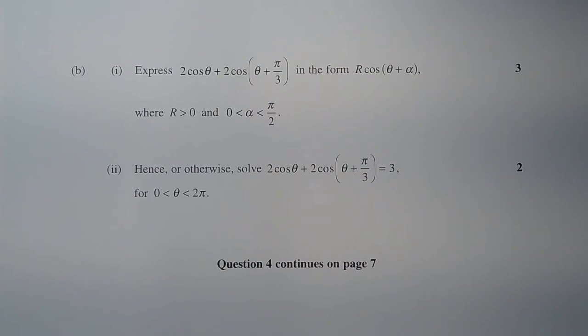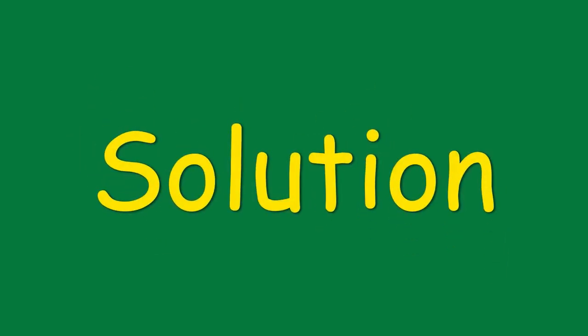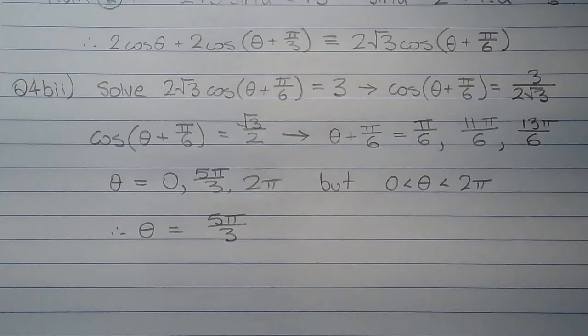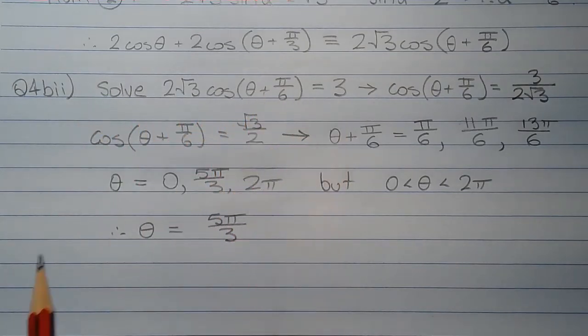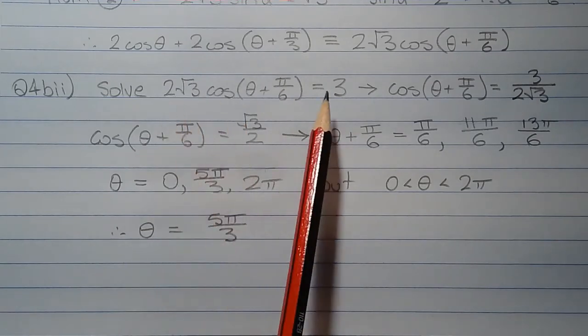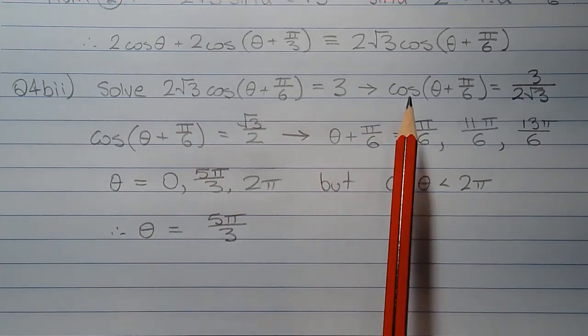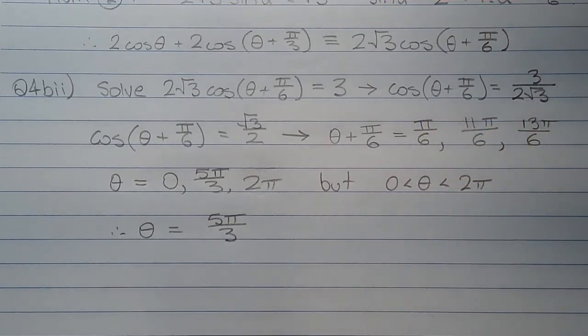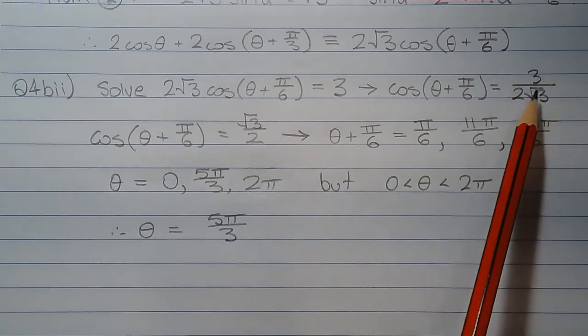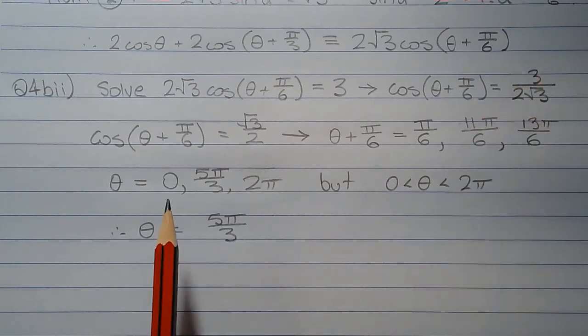Part 2. Hence, or otherwise, solve 2 cos theta plus 2 cos theta plus pi over 3 equals 3 for theta greater than 0 and less than 2 pi. Start by writing the equation 2 root 3 cos theta plus pi over 6 equals 3. Next, divide both sides of the equation by 2 root 3. So we get cos theta plus pi over 6 is equal to 3 over 2 root 3.